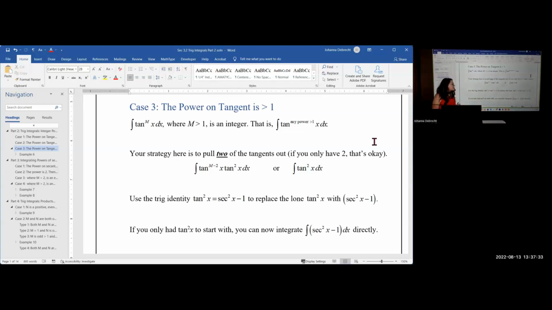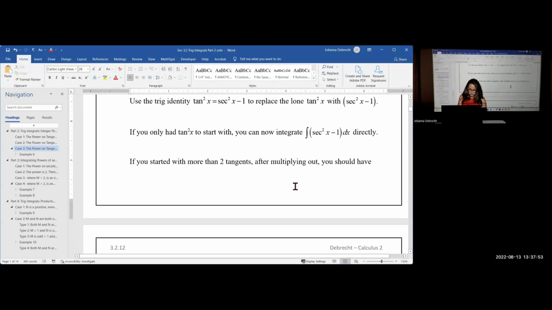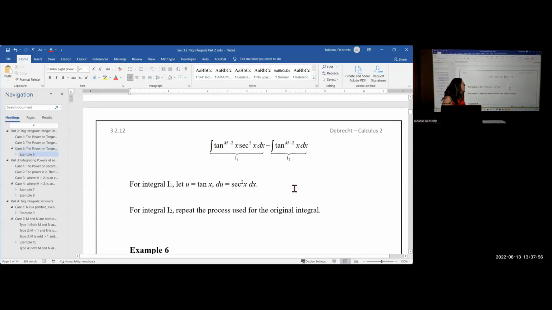I hope you do. So keep in mind that the derivative of tangent is secant squared. So we're going to be able to borrow this secant squared to be part of du. Now that second one with the minus 1, that's going to cause us a little bit of an issue. So let's see what we've got now. After you've multiplied this out, what you started with was tangent to some power, and then you pulled off 2 of them. So you had tangent to the m minus 2 times tangent squared. And then you replaced the tangent squared with secant squared minus 1. So let's write that over here to the side.